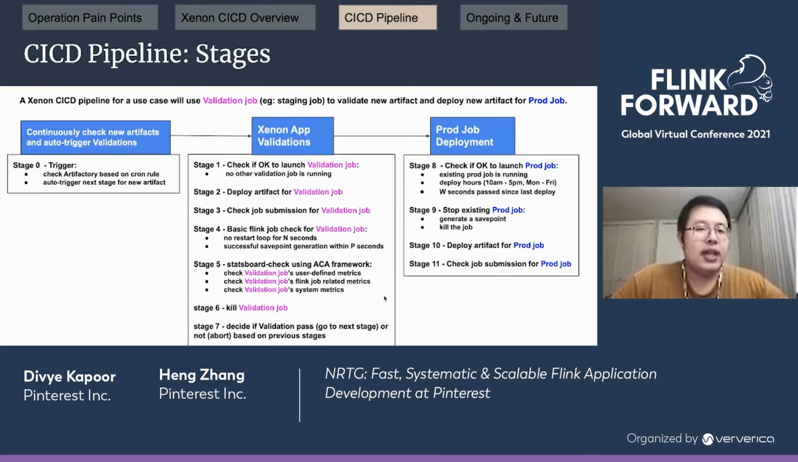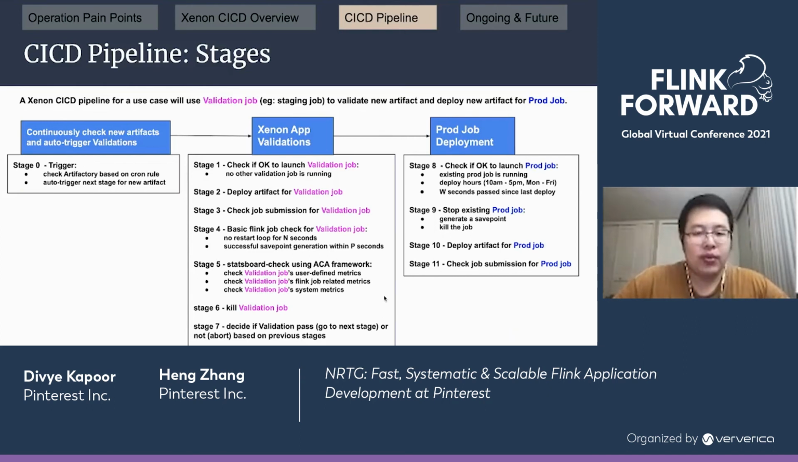Now let's look at the CI/CD pipeline in more detail. It is nothing but a series of steps doing some checks and deployment. We call each step a stage. There are multiple stages involved here, and we can classify these stages into 3 categories. The first one is about a trigger. It checks artifactory based on some cron rule, and auto-triggers the next stage for a newly detected artifact.